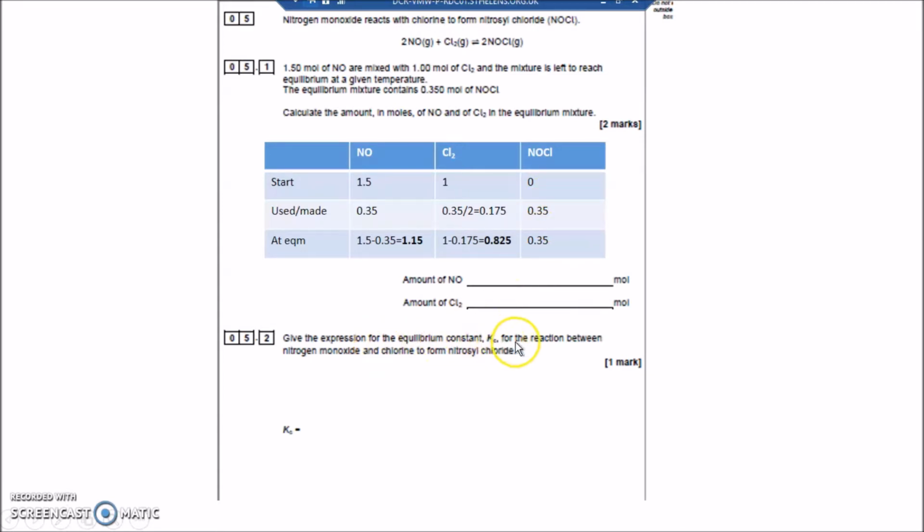Give the expression for the equilibrium constant Kc for the reaction between nitrogen monoxide and chlorine to form nitrosyl chloride. So what I do is I take the concentrations of the products, NOCl, and I raise it to the power of 2, that's the number in front, divide by NO, that's one of the reactants, raised to the power 2, multiplied by Cl2 to the power of 1, because there's a 1 in front of the Cl2. Concentrations, remember, are in square brackets. So NOCl in square brackets raised to the power 2 divided by NO in square brackets to the power 2, Cl2 to the power 1, because there's only a 1 in front of the Cl2.